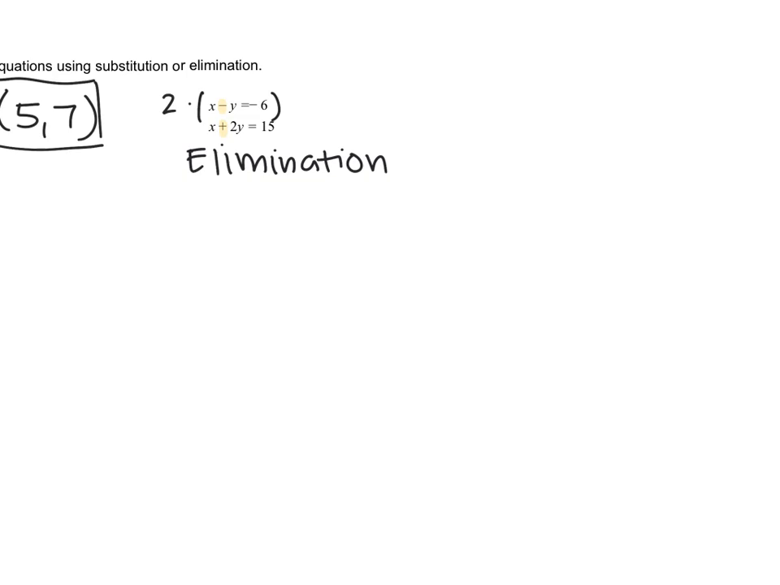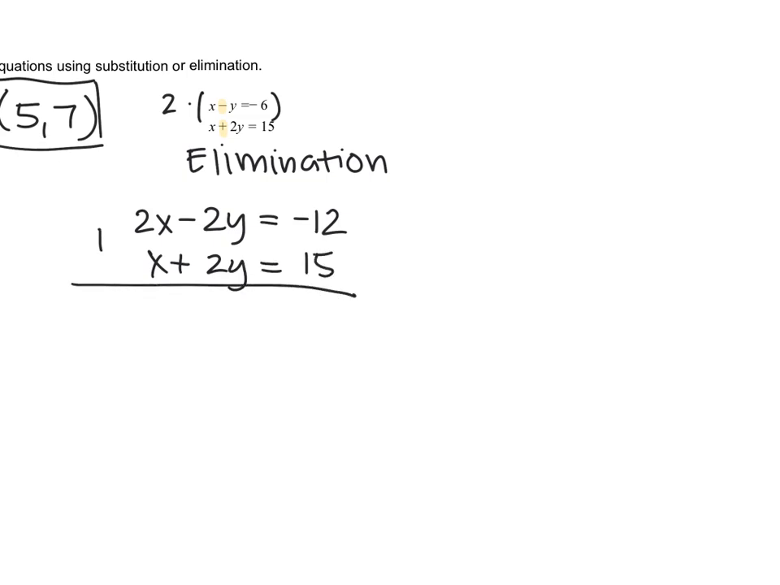No matter what. So when I go through and multiply every term in the first equation by 2, we get 2x minus 2y equals -12. Gotta remember to multiply everything by 2. That's a key thing. My second equation is not changing, so x plus 2y equals 15. So now becomes step 3, where we add these equations together.